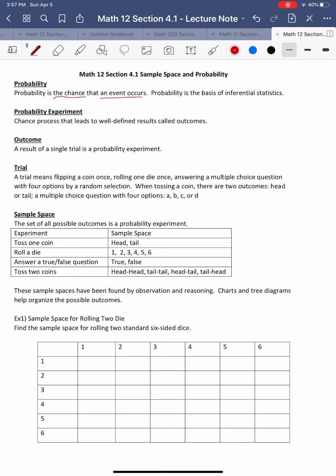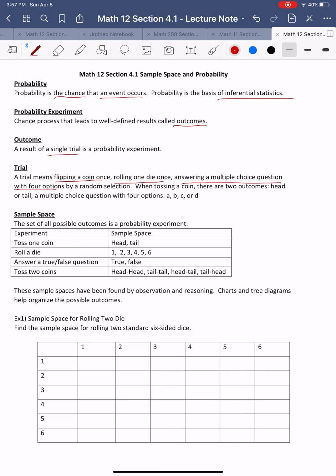Probability is based on inferential statistics. A probability experiment is a chance process that leads to well-defined results called outcomes. An outcome is the result of a single trial of a probability experiment. A trial means, for example, flipping a coin. Other examples are rolling one die once, and answering a multiple choice question with 4 options by selection.